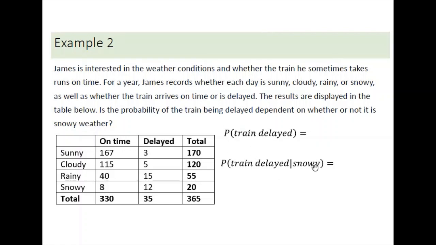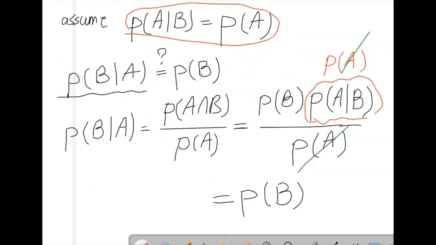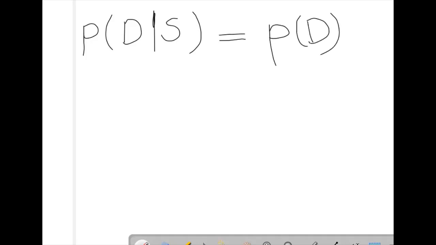So we are going to calculate these two probabilities, for example, the probability of A and the probability of A given that B. We can show these two events with D for delay and S for snow. So we should show whether the probability of delay given that snow is equal to the probability of D or not.